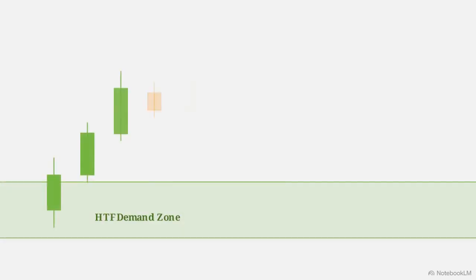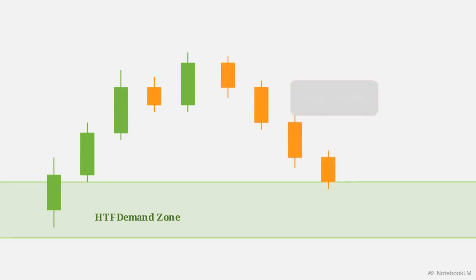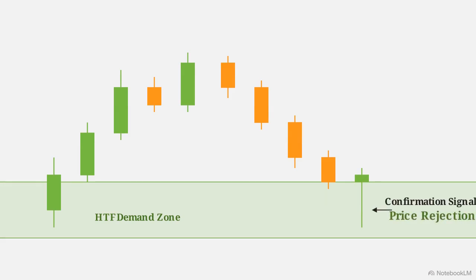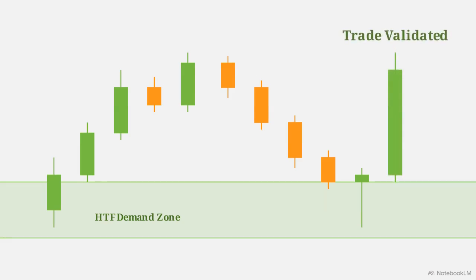Execution begins when the price eventually returns to a previously identified higher timeframe zone. We are looking for a retest of the level where the original breakout occurred. Avoid buying immediately upon the first touch. Instead, look for a confirmation signal, like a price rejection or a reversal pattern on a lower timeframe. This ensures the zone is still being defended by active buyers.